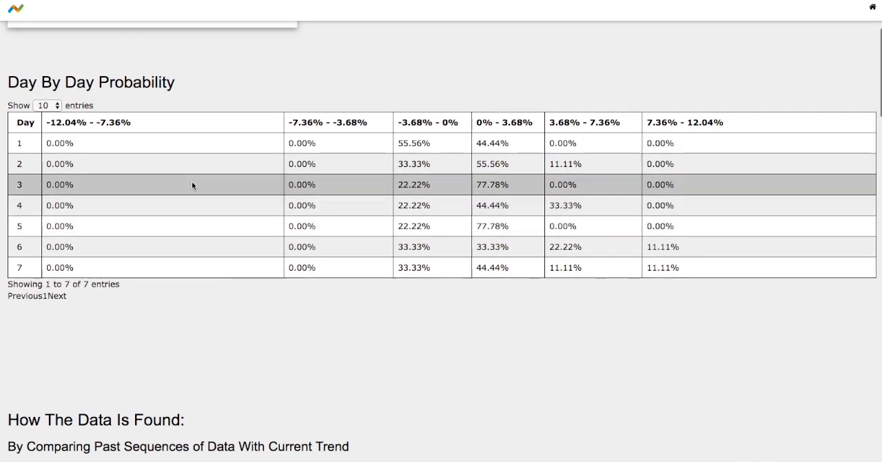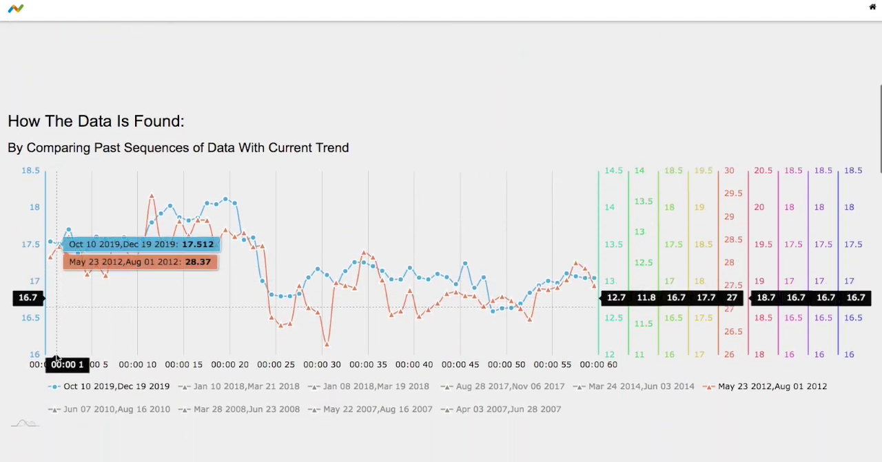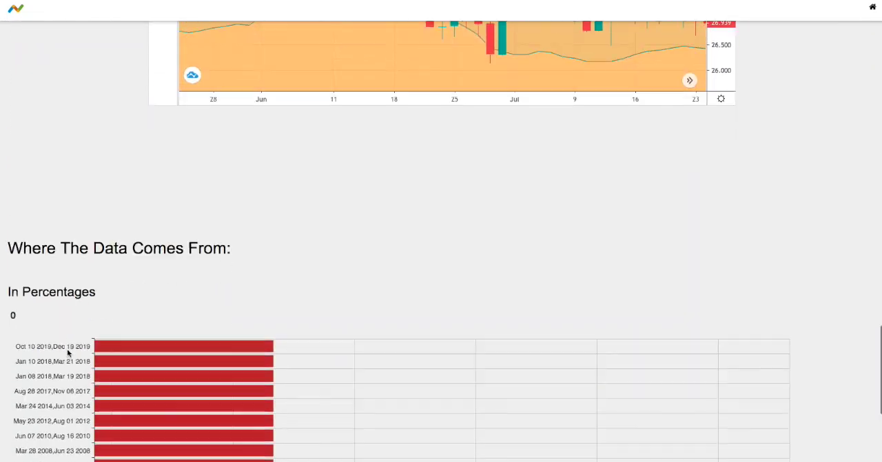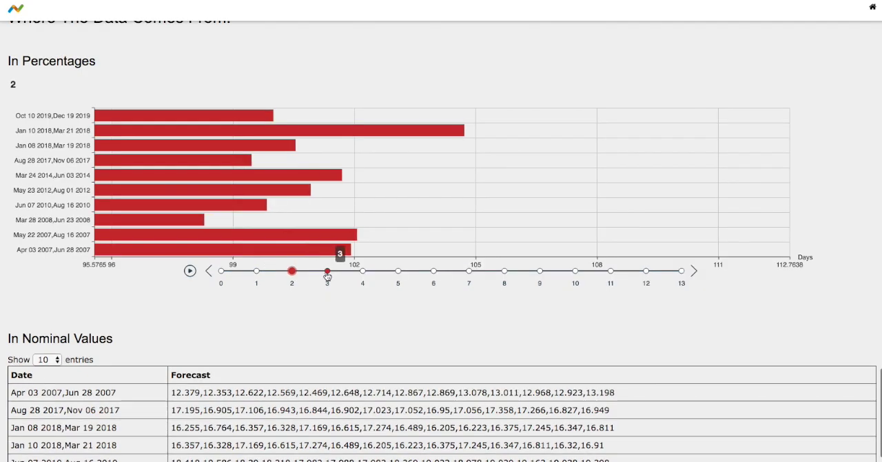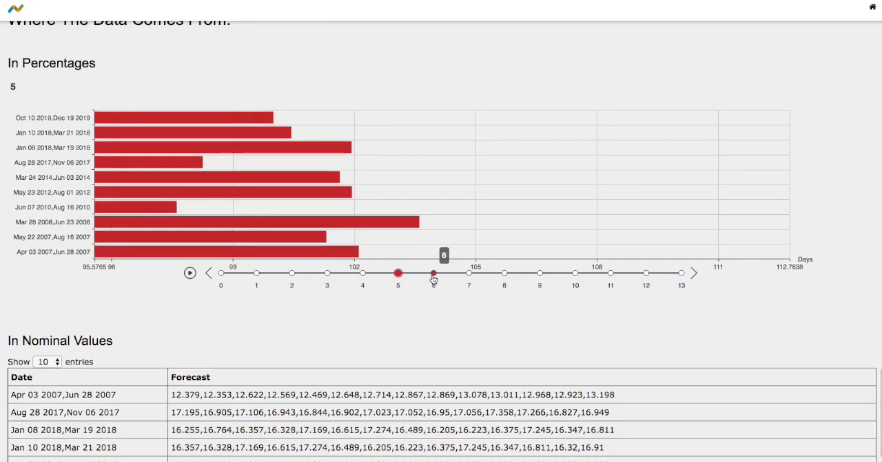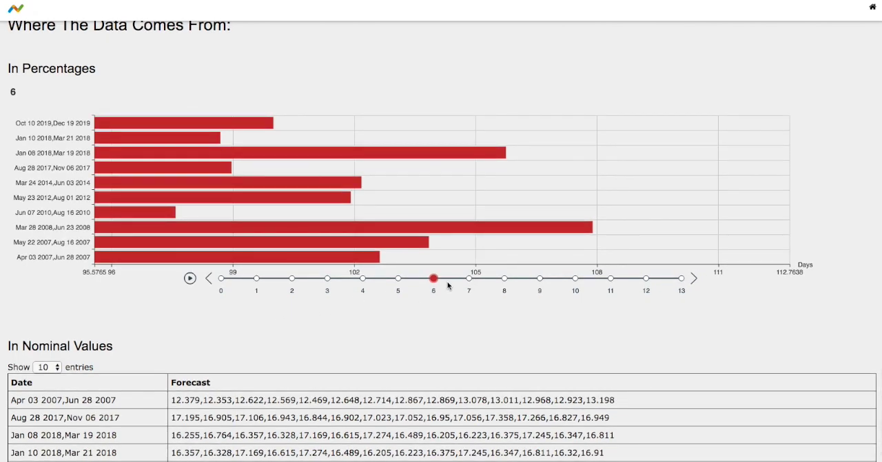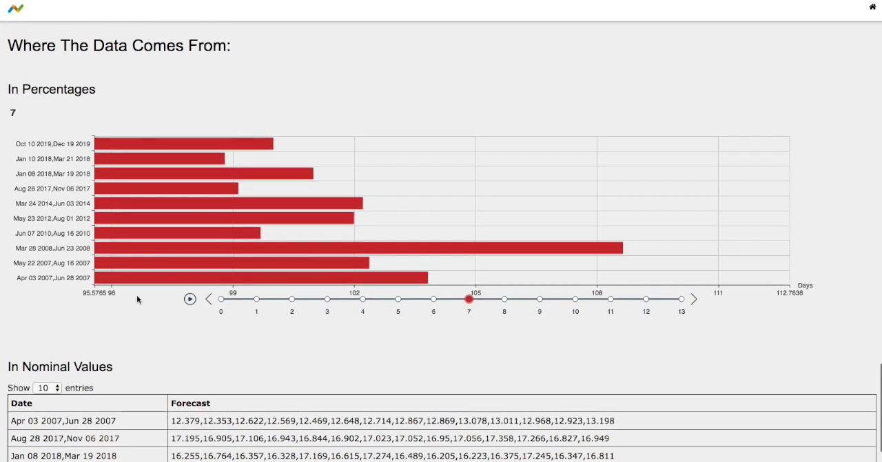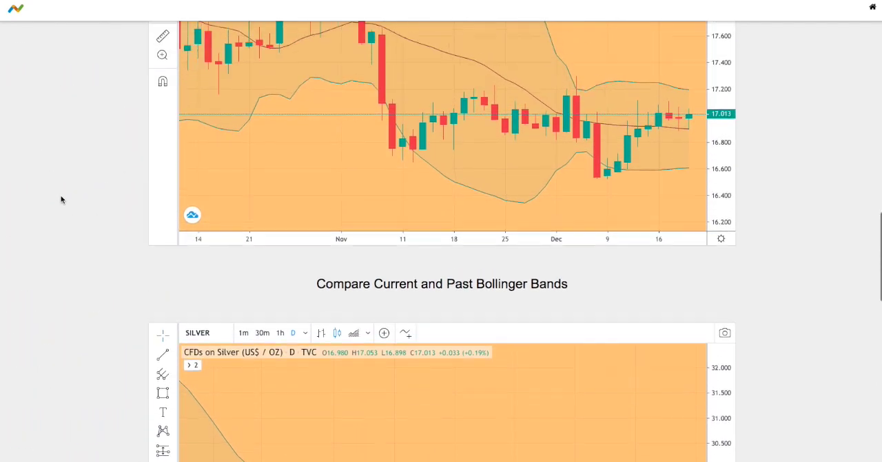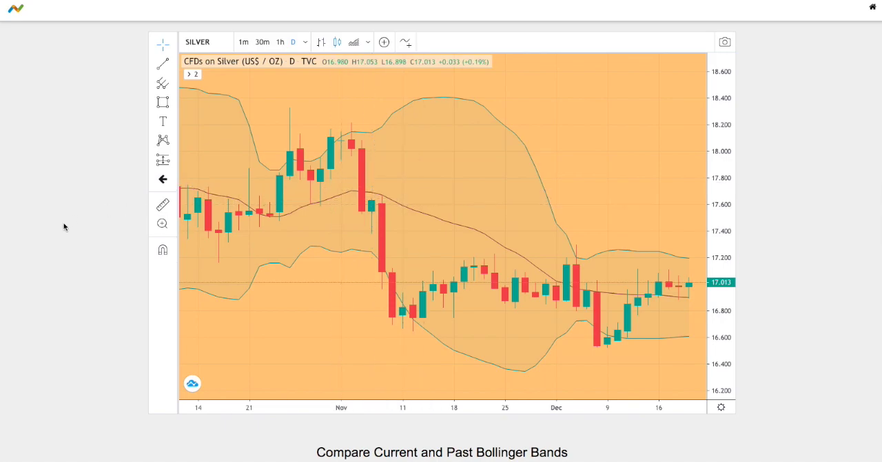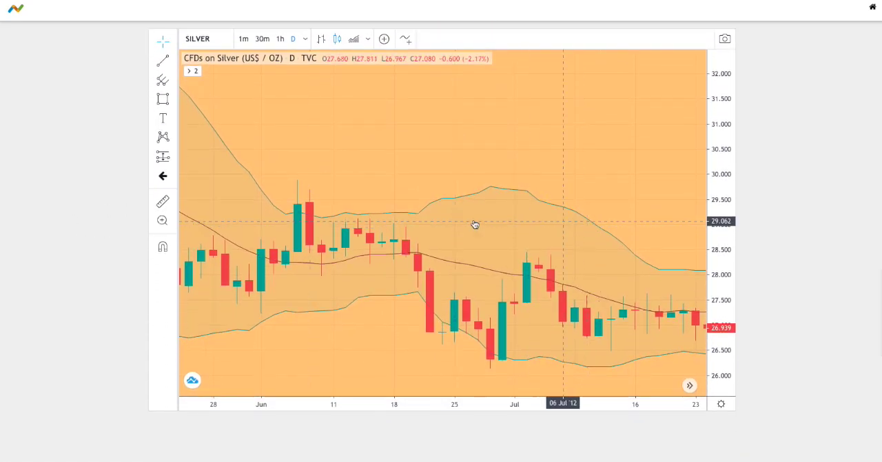So where does this day-by-day probability come from? The day-by-day probability comes from the forecast model that I'll show you, where silver will head in the next coming days. So we have 1 day out, 2 days out, 3 days out, 4 days out, 5 days out, 6 days out, and 7 days out. So which one of these models should we focus on? Ideally, the model that is the best match to the current trend. Right here we have the current trend, and below is the trend that I believe is the best match. This trend dates back to May 23rd, 2012 to August 1st, 2012.